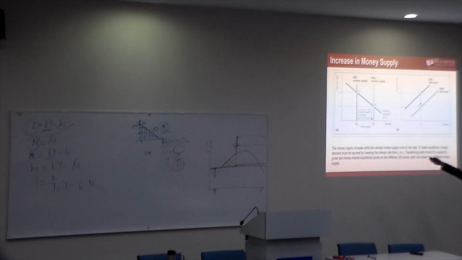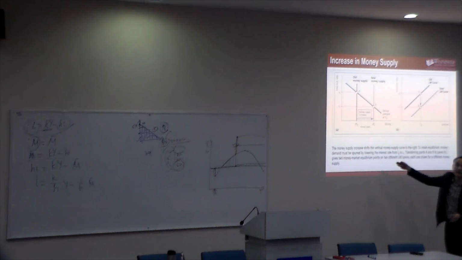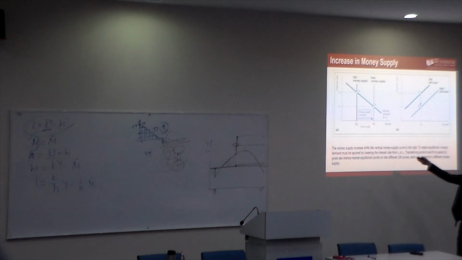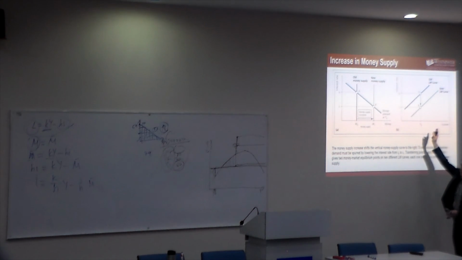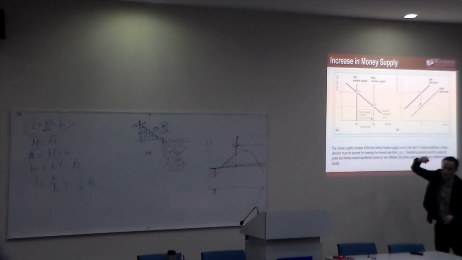And those shifts in the LM curve usually happen because of an increase in money supply, right? If money supply increases, then our LM curve shifts to the right. If it decreases, it will shift to the left.